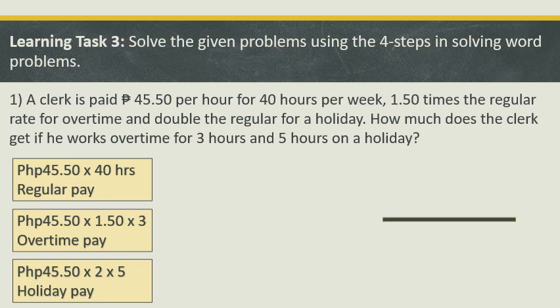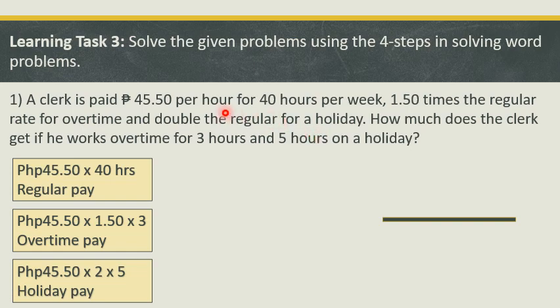Next, so let us solve the given problems using the steps in solving word problems. So a clerk is paid 45 pesos and 50 centavos per hour for 40 hours per week. 1 and 50 hundredths times the regular rate for overtime and double the regular for a holiday. How much does the clerk get if he works overtime for 3 hours and 5 hours on a holiday? So parang halos katulad to nung previous learning task natin. Ang pinagkaiba lang dito, dalawa na siya. Merong rate para sa overtime, meron ding rate for holiday.